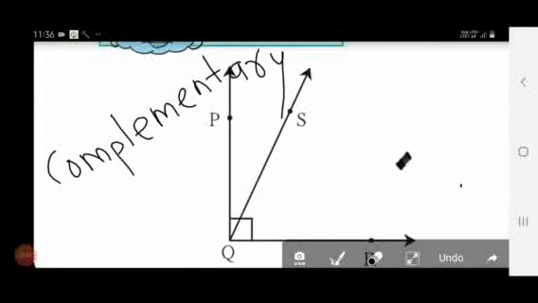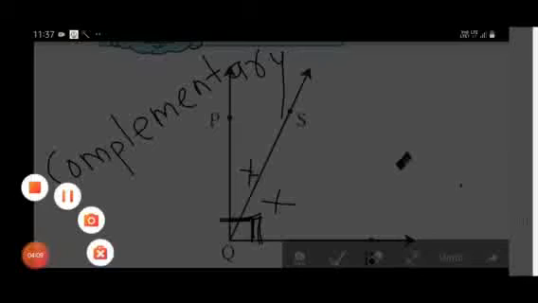For example, you can see here two angles PQS and SQP. Their addition will be 90 degrees. This angle plus this angle, they form 90 degrees. That's why these are complementary angles. So how can we define complementary angles? If the sum of two angles is 90 degrees, then they are said to be complementary angles of each other.